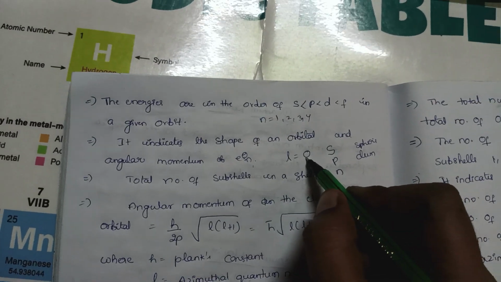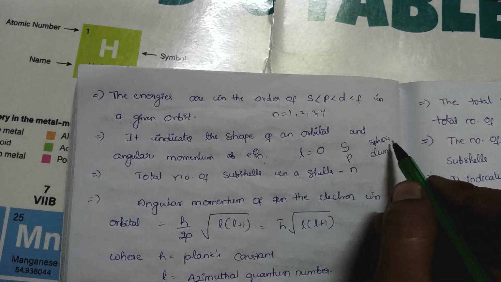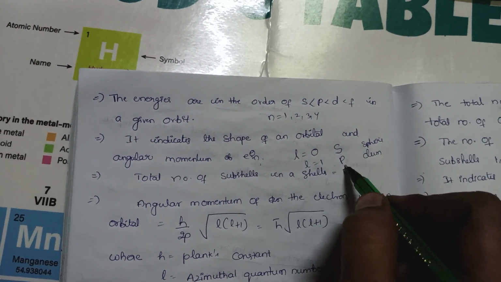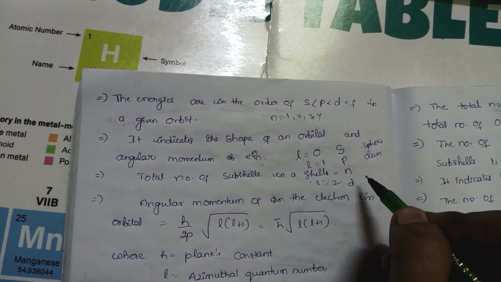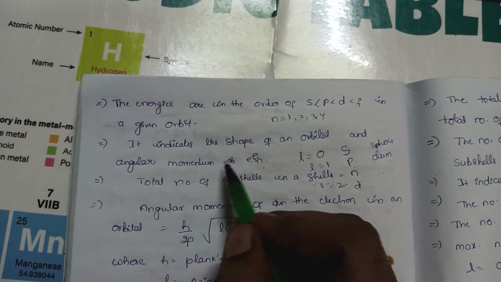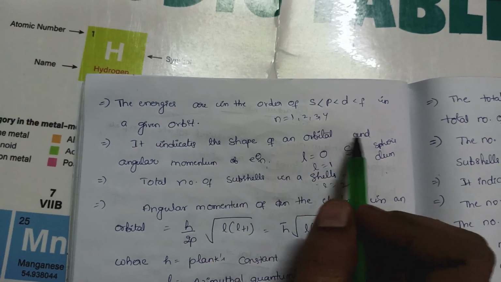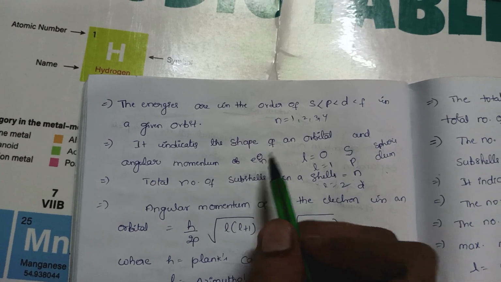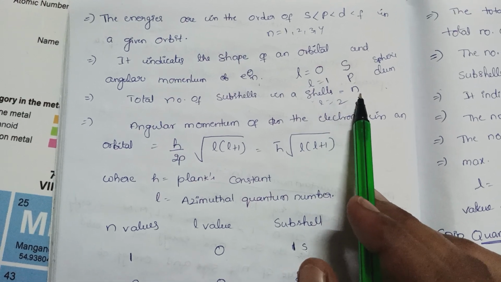If l equals 0, that indicates an s orbital. The shape of an s orbital is spherical. If l equals 1, that is a p orbital. The shape of a p orbital is dumbbell. If l equals 2, that is a d orbital. The shape of a d orbital is double dumbbell. The azimuthal quantum number indicates the shape of an orbital and the angular momentum of an electron. The total number of subshells in a shell equals n.